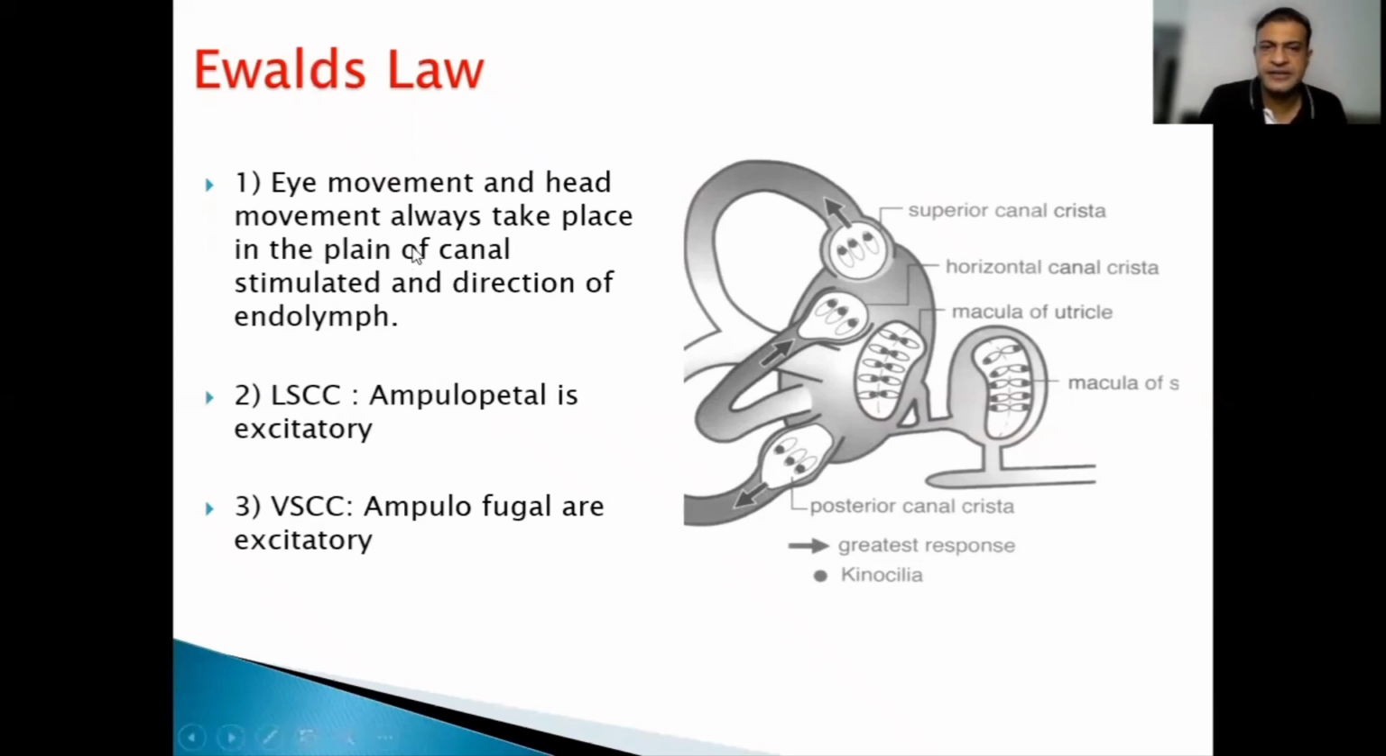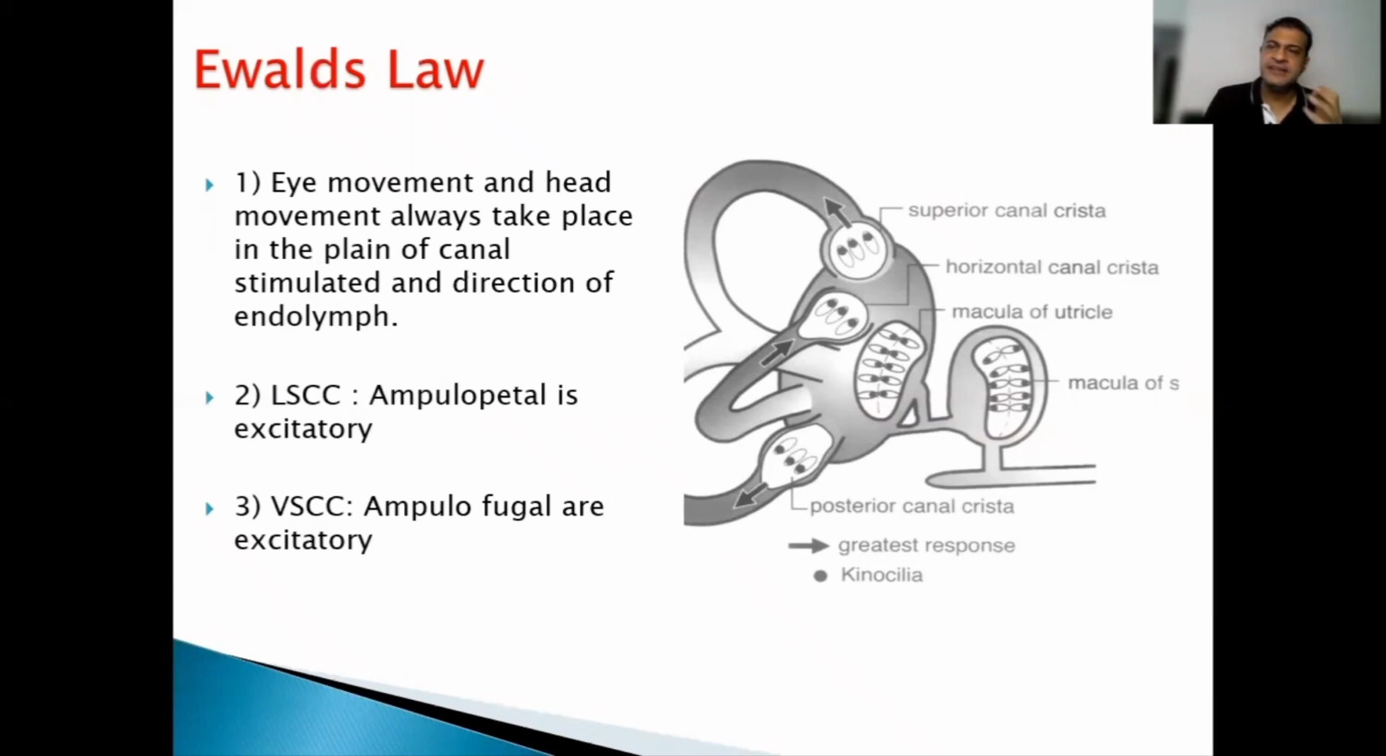So the first law is that the eye movement and the head movement always take place in the plane of the canal stimulated. So depending on which canal is stimulated, eye movement will take place. That is the first law. Very simple. When we move the head, the endolymph in the canal moves, and depending on which canal moves, eye movement will take place. First law.